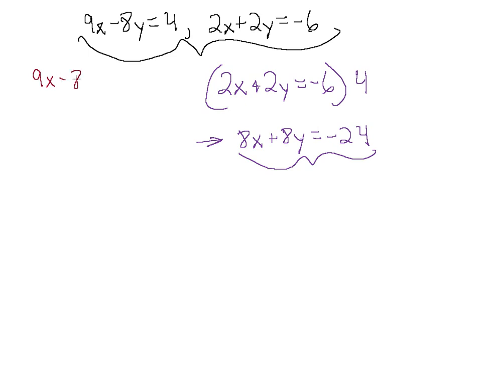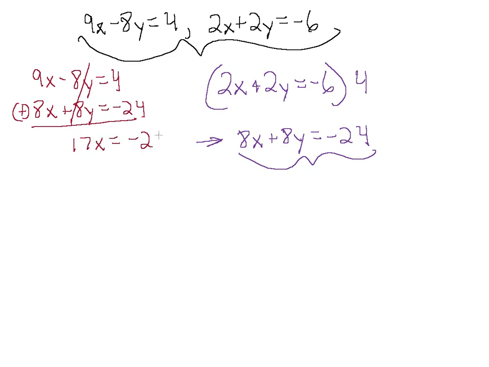We can add them using the process of elimination. We have 9x minus 8y equals 4, and to that we're going to add this form of the second equation, 8x plus 8y equals -24. When we add, the y terms will cancel, giving us one equation, 17x equals -20, so we can solve for the value of that variable. We divide both sides by 17, so we have x equals -20/17.